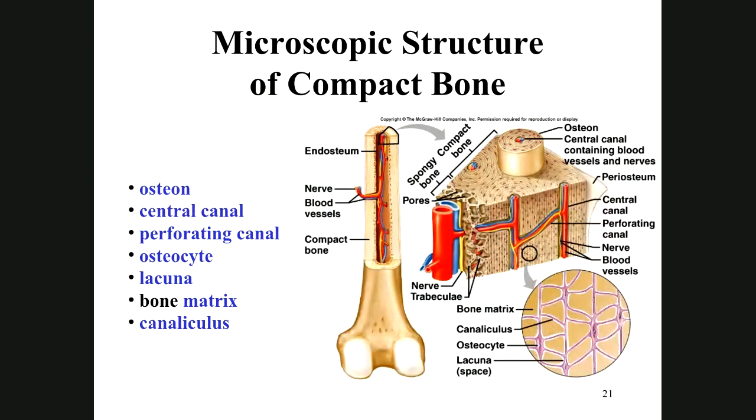A good word to know is the osteon. It's a functional unit of bone. In the middle of the osteon is the central canal. You can see that. And the perforating canals are the channels that go through the compact part. Okay. Good word to know. I'm going to talk about osteocyte versus osteoblast, the cells that you need to know.